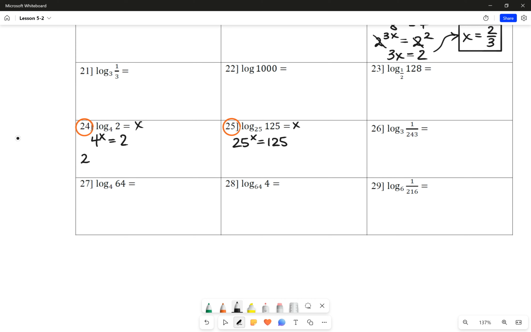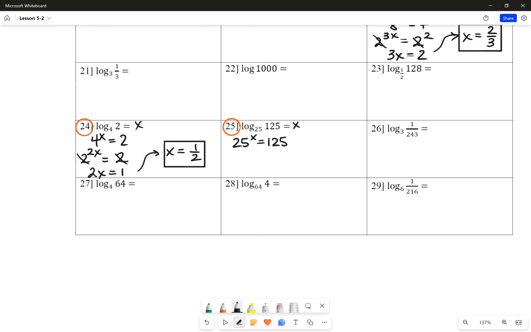Four and 2. 4 can be rewritten as 2 squared. Bring down the x. The 2 just comes down, but that's an invisible 1. So 2x is equal to 1. And x is equal to 1/2.